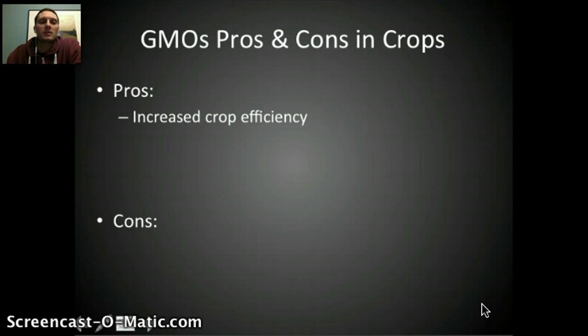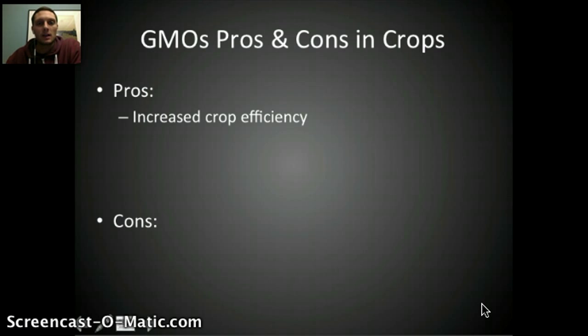One, increased crop efficiency. Worldwide, hunger is probably one of the biggest issues affecting the global population. Yes, we have a huge number of humans living on the planet, over 7 billion. How can we continue to feed this population? Even in the United States, we have hundreds of thousands of people who are going hungry or not getting enough food. There's only so much land on the planet. How can we solve this problem?